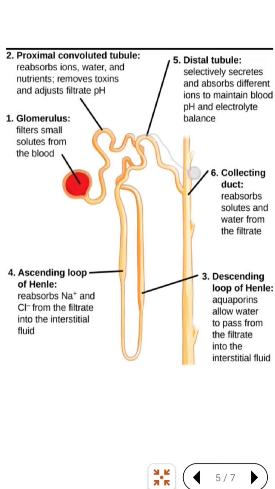And all the waste material comes through the collecting duct, where it reabsorbs solutes and water from the filtrate. From this collecting duct, waste material passes through the ureter to the urinary bladder, and from the urinary bladder it is removed from the body. So this is an overview of the nephron.